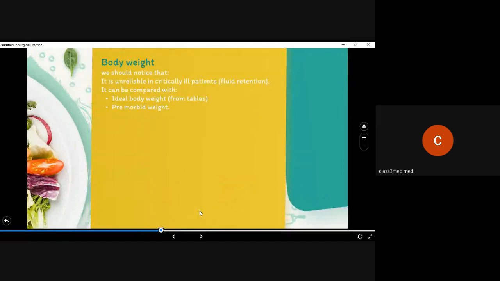Body weight, we should notice that it is unreliable in critically ill patients because of what's called fluid retention. Critically ill patients are liable for edema and fluid retention because of, for example, capillary and vascular leak, in addition to hypoalbuminemia. So the patient is having increased body weight in spite of what? In spite of malnutrition. So not all malnutrition results in low body weight. Sometimes critically ill patients might have fluid retention resulting in increased or normal body weight in spite of severe nutritional deficiency.